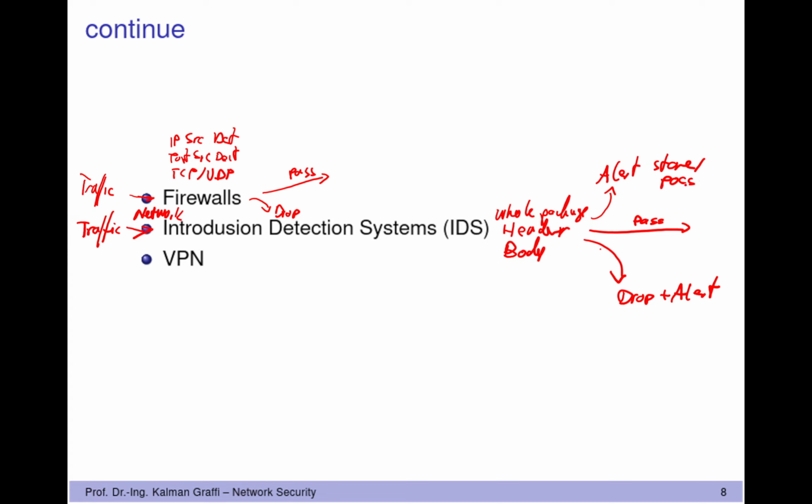So the simplest one is that you let it pass, and if something strange is happening, either you know for sure that it's bad, then you drop it and give an alert to the admin. And if you are not sure, then you give a message to the admin, and maybe store it to be delivered later, or you let it pass, or you drop it. So it really depends on how clear you are about how the packet is to be considered. But the main difference between the filter and the intrusion detection system is that we also look into the body.